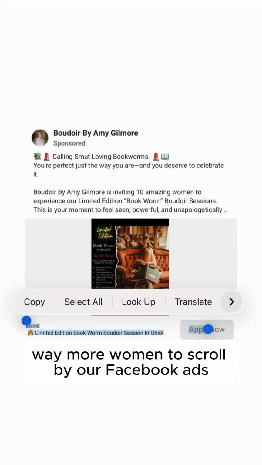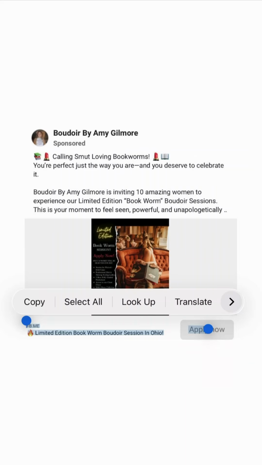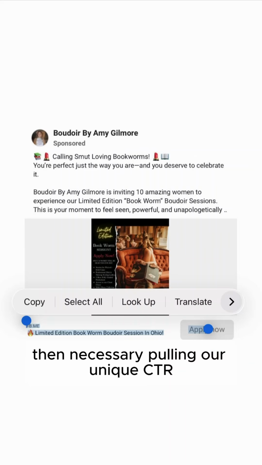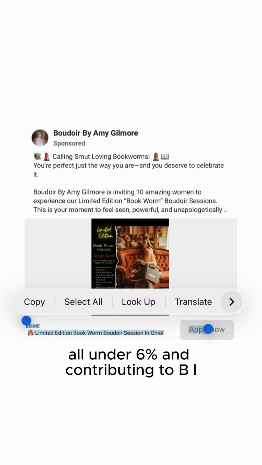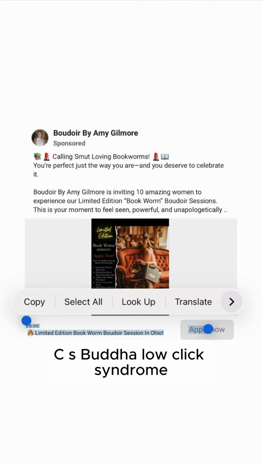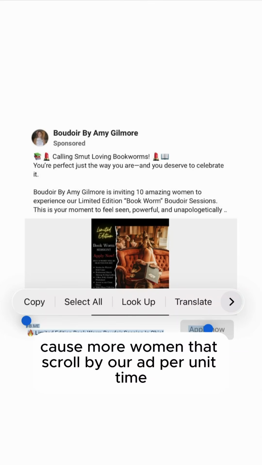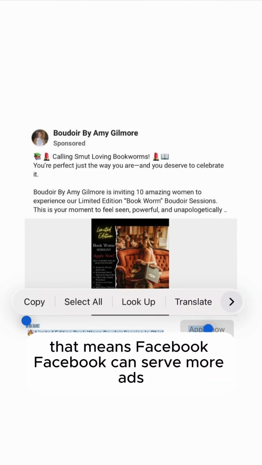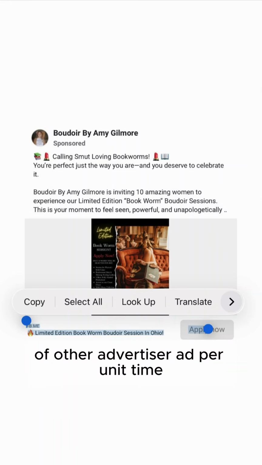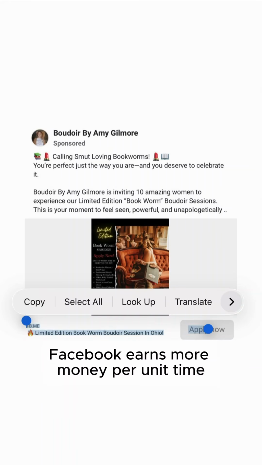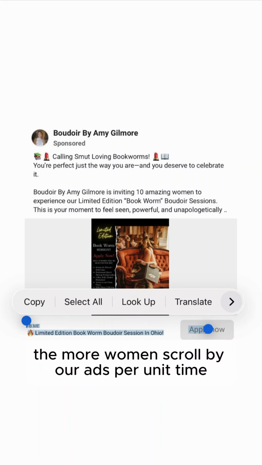It causes way more women to scroll by our Facebook ads than necessary, pulling our unique CTR under 6% and contributing to BLCS, Boudoir low click syndrome. Now Facebook loves this because the more women that scroll by our ad per unit time, the more ads, more impressions of other advertisers' ads, Facebook can serve per unit time. Facebook earns more money per unit time the more women scroll by our ads per unit time.